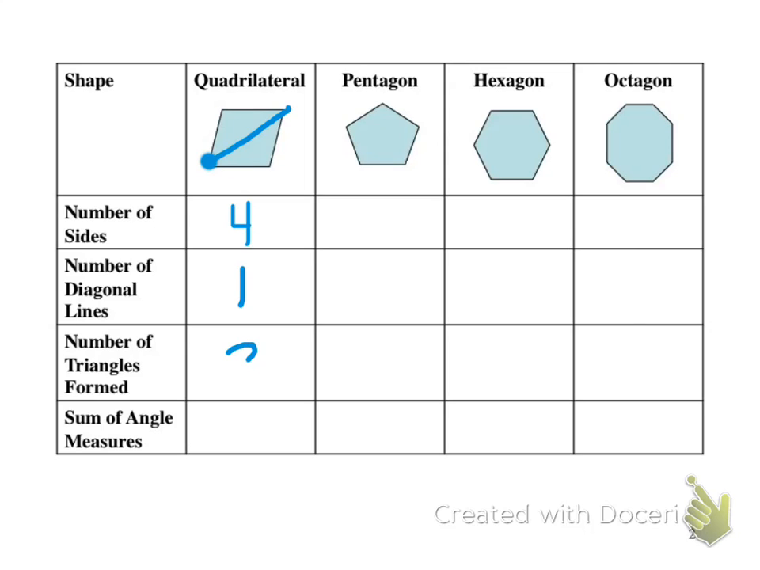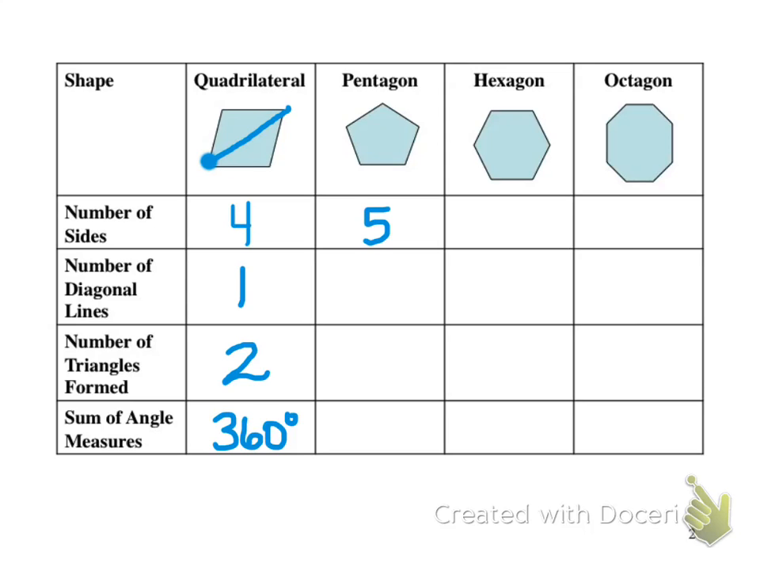We're basically going to be relating everything back to triangles for degrees because we know each triangle has 180 degrees. So I would know, since there are 2 triangles inside of each quadrilateral, there must be a total of 360 degrees inside the quadrilateral. For the pentagon, there are 5 sides.